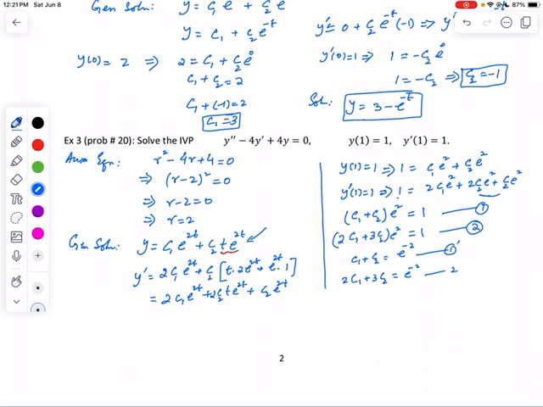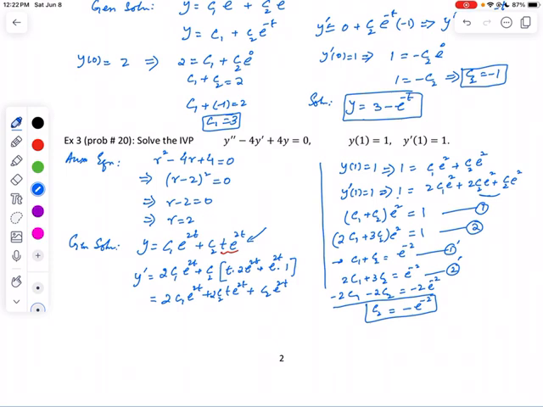Now we can solve by elimination. So what I do, I multiply the first prime equation by negative 2. So I get negative 2c1 minus 2c2 is equal to negative 2 e to the minus 2. And now I will add it to the second equation. So I will add these two. So I get 0 for c1. Here I just get c2. And here I will get negative e to the negative 2. So c2 is equal to negative e to the negative 2.